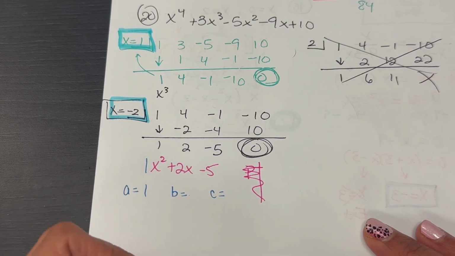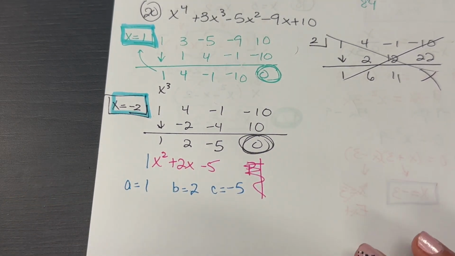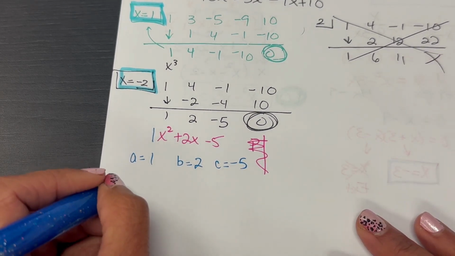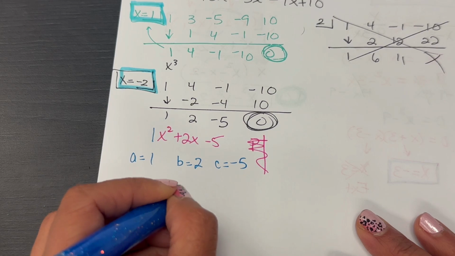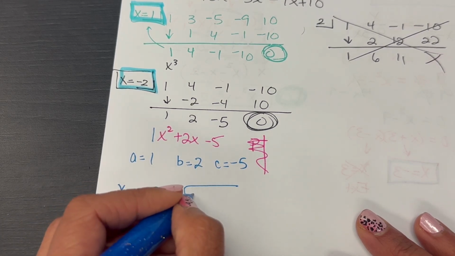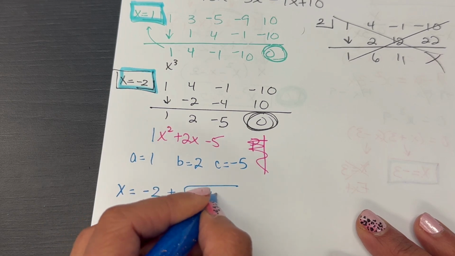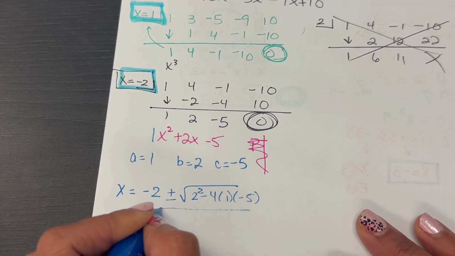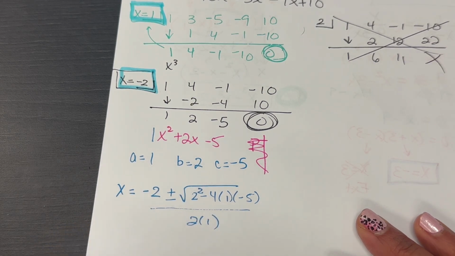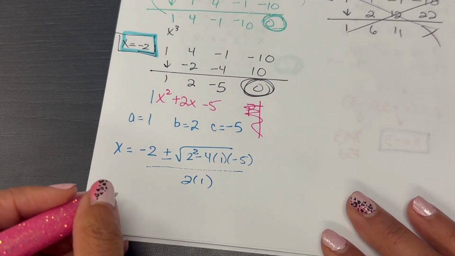A is 1, B is 2, C is -5. Then it goes x equals -b plus or minus the square root of b squared, which is 2 squared, minus 4, a is 1, c is -5, all over 2a. And then you want to clean that up.